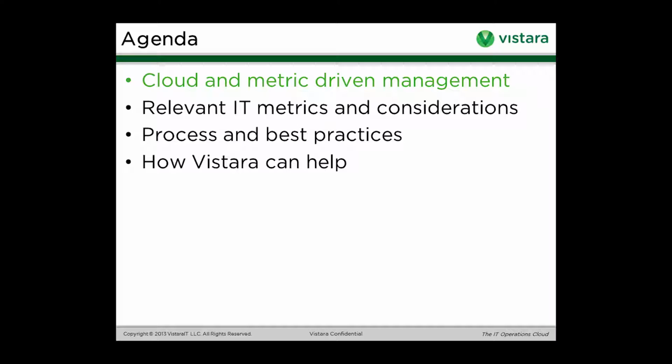So I want to start with just putting the discussion today in context, specifically around why talk about IT metrics now, why is it particularly relevant today, and what do IT metrics have to do with cloud. I'll then dive right into the specifics of the different types of IT metrics that are relevant in a cloud context.